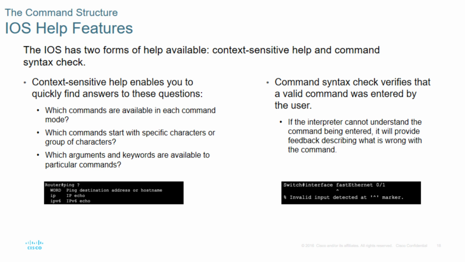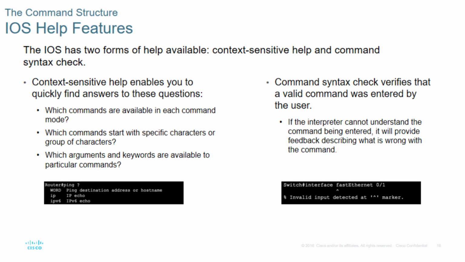So context sensitive help enables you to quickly find answers to some questions, like which commands are available in each command mode, which commands start with a specific character or group of characters, and which arguments and keywords are available to particular commands, right? So to access context sensitive help, simply enter a question mark at the CLI, and command syntax checks verify that a valid command was entered by the user.